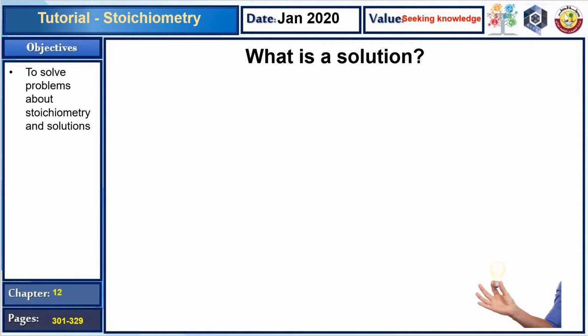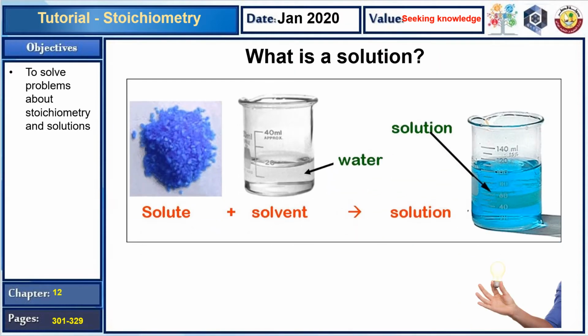Secondly, what's a solution? When a solute is dissolved in a solvent, we obtain a solution. For example, we can dissolve salt in water and obtain a salty solution like seawater. Or we can dissolve sugar in water and obtain a sweet solution.